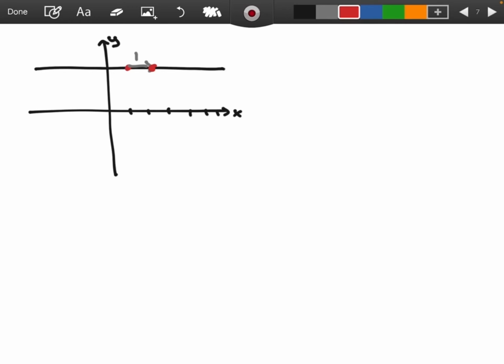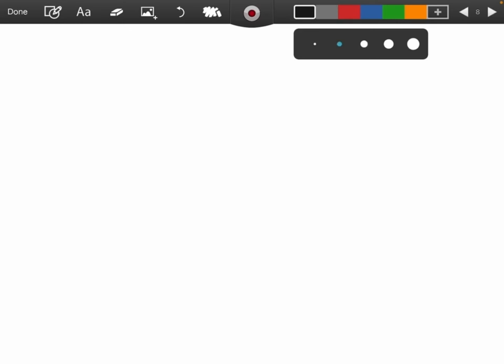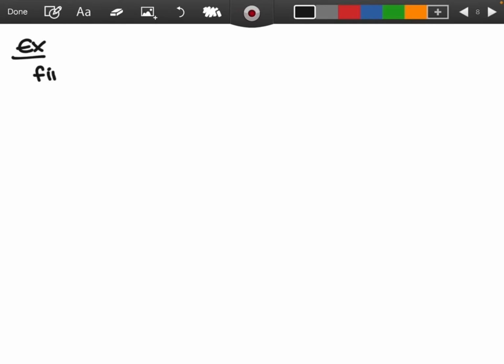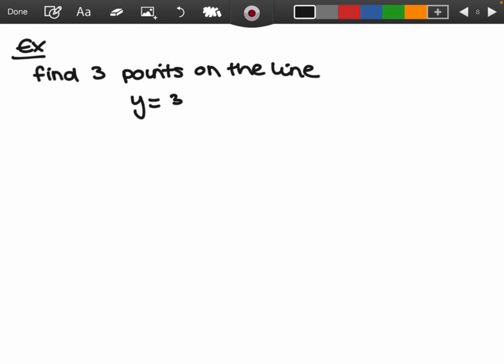Let's do a quick example of this. I'm not going to do the whole thing here, but you can kind of see what the pattern is. So let's say we want to find 3 points on the line y is equal to 3 over 2 x plus 5 over 2 using the steepness property.